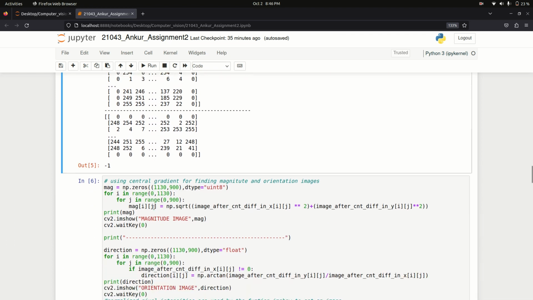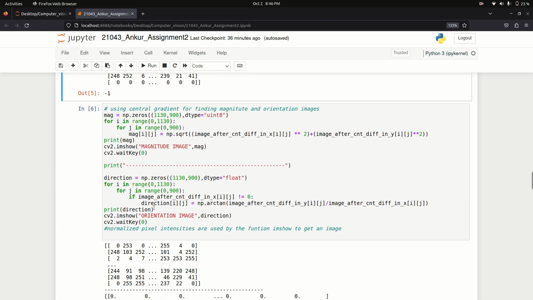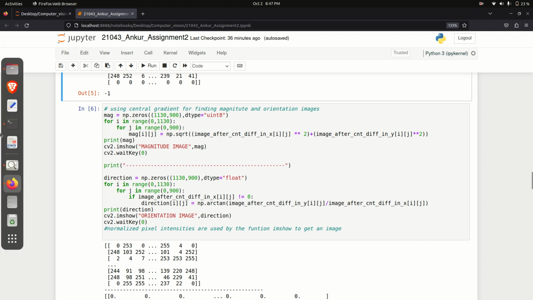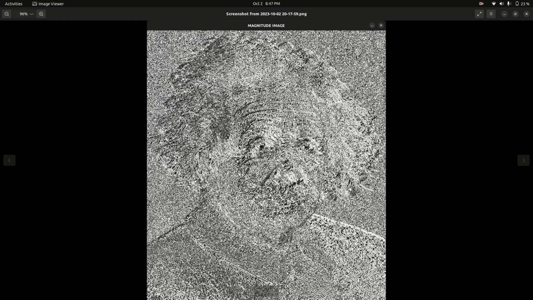And now we were asked to compute the magnitude and orientation images. So I have used the central difference for computing the magnitude and orientation. For computing the magnitude, I have taken the square of value in x direction and square of value in y direction. I have added them and taken the square root. This is how we compute the magnitude, and the magnitude image that I got is this. This is the magnitude image.